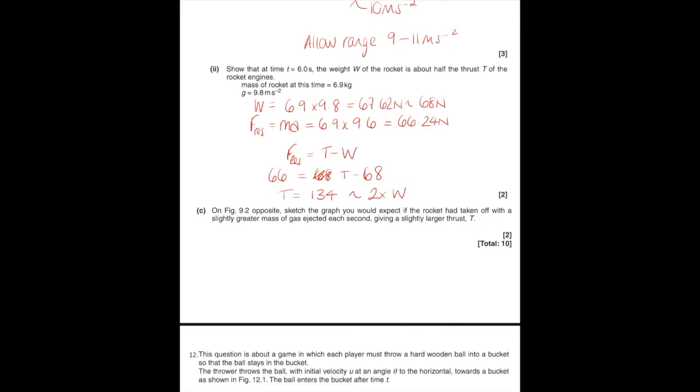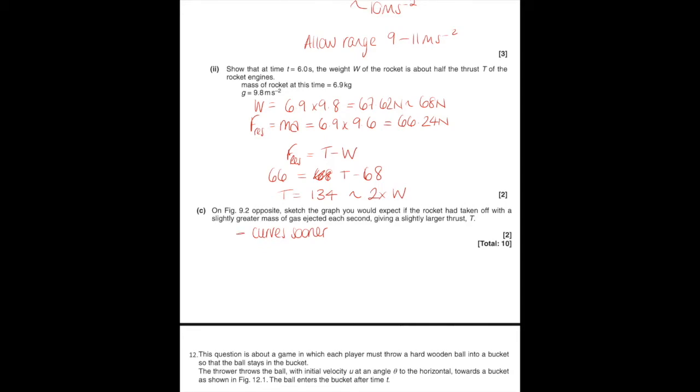And then lastly, you're asked to sketch the graph you'd expect if the rocket had taken off with a slightly greater mass of gas ejected each second. Okay, so what we're saying is the thrust would always have been slightly greater than it was on the curve that we had. So the two things that we have here is it means that simply it's going to take off sooner. All right, so it is actually going to curve up sooner. And the fact is that it's always going to be accelerating faster.